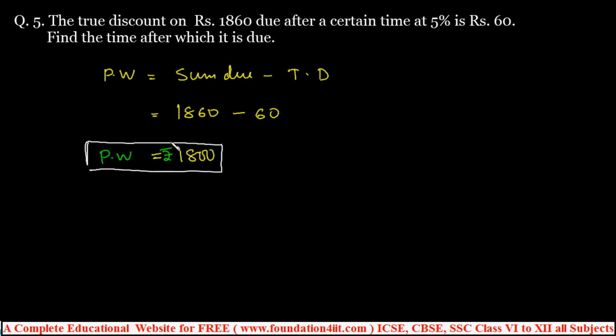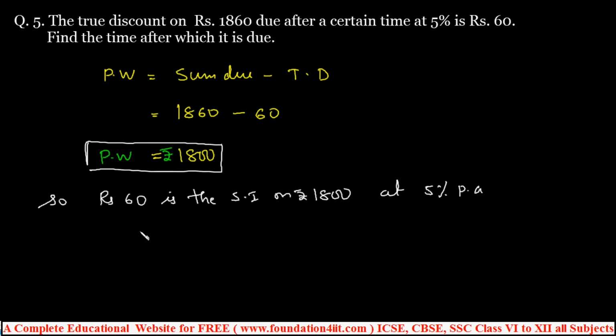Since true discount is the interest on present worth, rupees 60 is the simple interest. Since true discount is interest on present worth only, we can take rupees 60 as the simple interest on rupees 1800 at 5% per annum. So all we have here, then we can calculate the time.